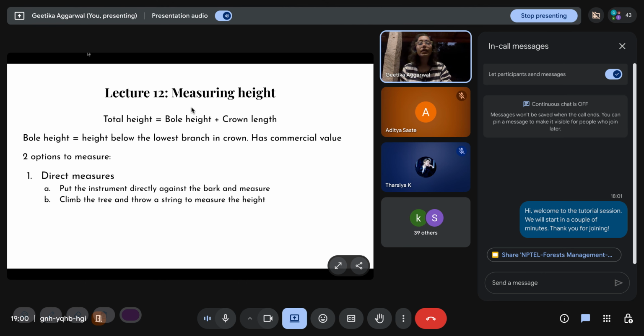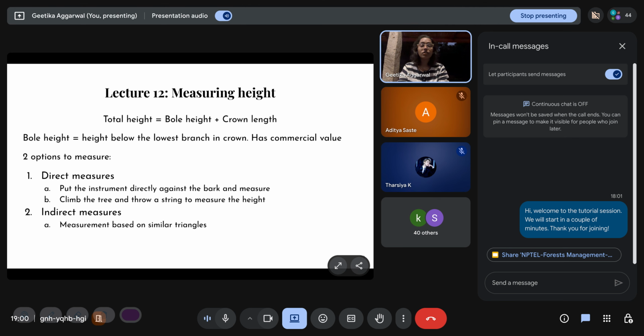Another is that somebody can climb the tree, and from there they can throw a string down. You can attach a weight to a string, and somebody can climb the tree, and from wherever you want to get the height, just throw the string down, and then you measure the length of the string. That will give you the height of the tree. These are two very direct ways of measuring tree height, but most of the time they can be quite unfeasible to do in the field, so you end up using indirect measures.